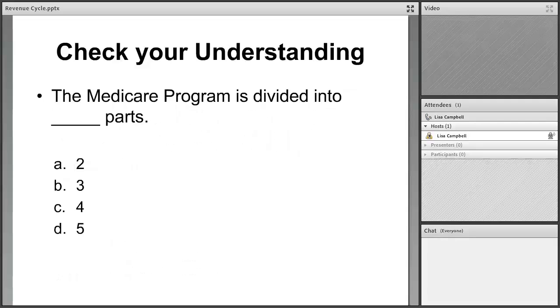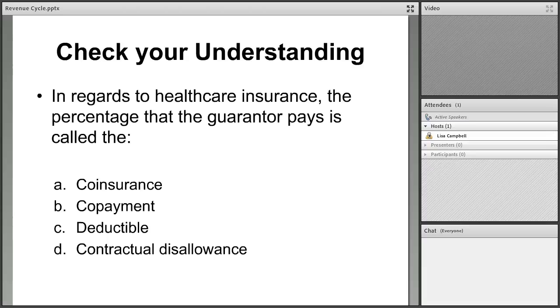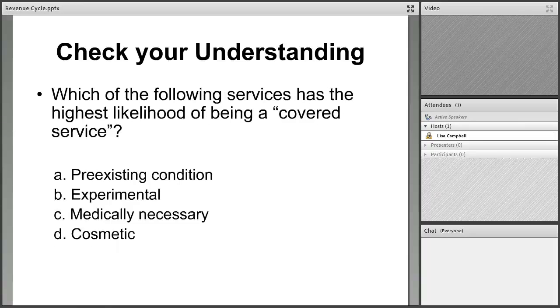The Medicare program is divided into A, 2 parts, B, 3 parts, C, 4 parts, or D, 5 parts, and we know the answer is C, 4 parts. Next question. In regards to health insurance, the percentage that the guarantor pays is called the A, coinsurance, B, copayment, C, deductible, or D, contractual disallowance. And the correct answer is A, coinsurance.